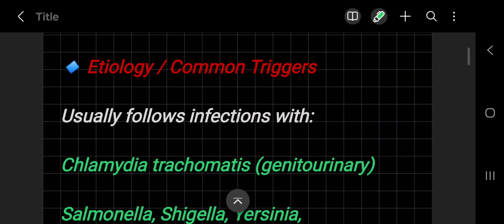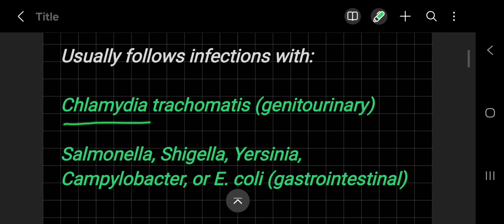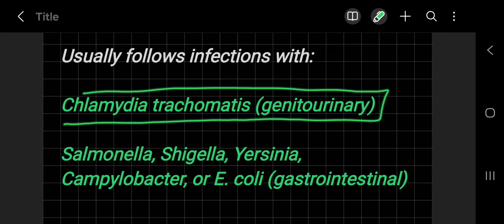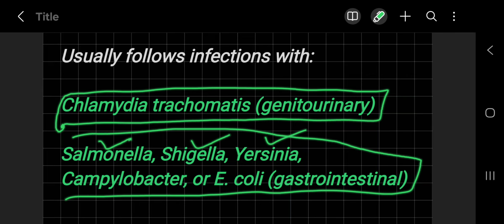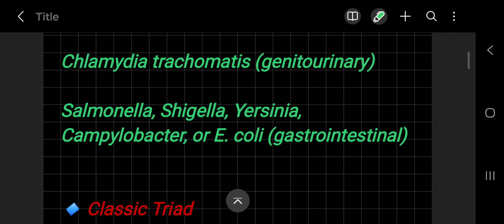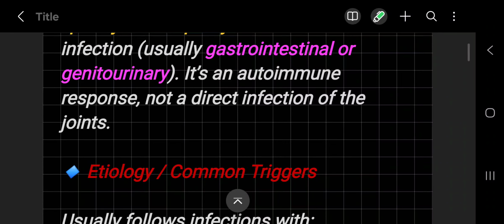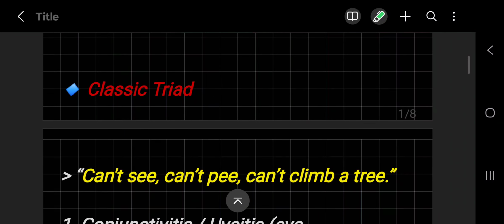Etiology or common triggers. As I have told you, Chlamydia trachomatis causing genitourinary tract infection, or gastrointestinal tract infection caused by Salmonella, Shigella, Yersinia, Campylobacter, or E. coli. All these infections can lead to the development of reactive arthritis. You should remember that reactive arthritis is not due to direct infection of the joint, but it is due to an autoimmune response against these organisms.